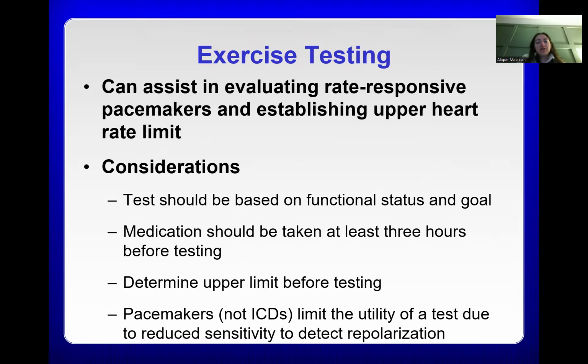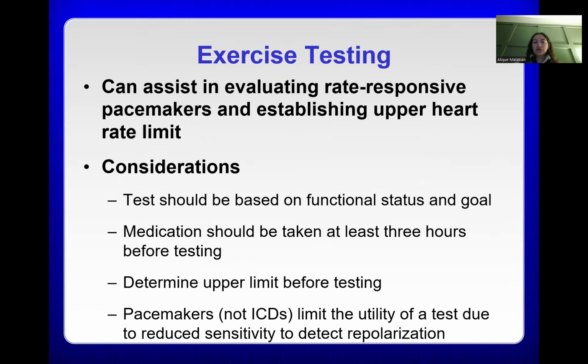So, exercise testing. For every population that we talk about, we ask: is it appropriate to do an exercise test? Sometimes it is, sometimes it isn't, depending on the person. But here it actually can be quite helpful because it can assist in evaluating the rate response of pacemakers and establishing the upper heart rate limit. So yeah, it probably is a positive thing to do for this population.